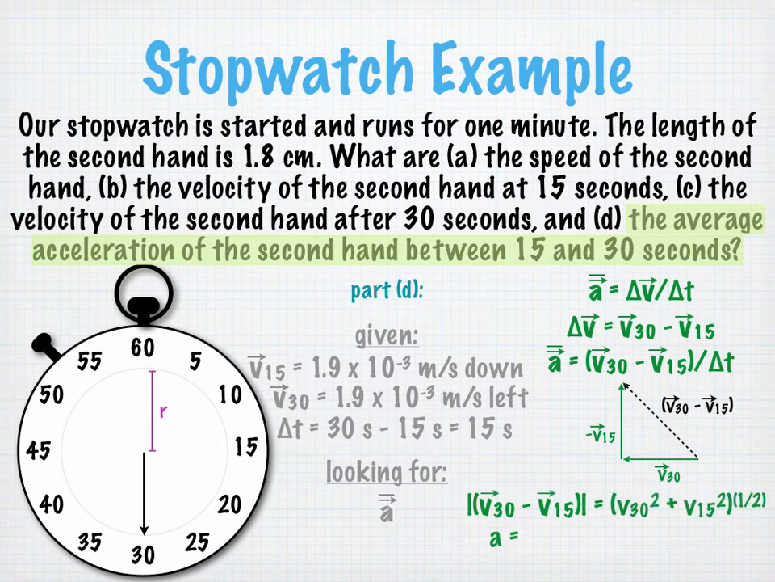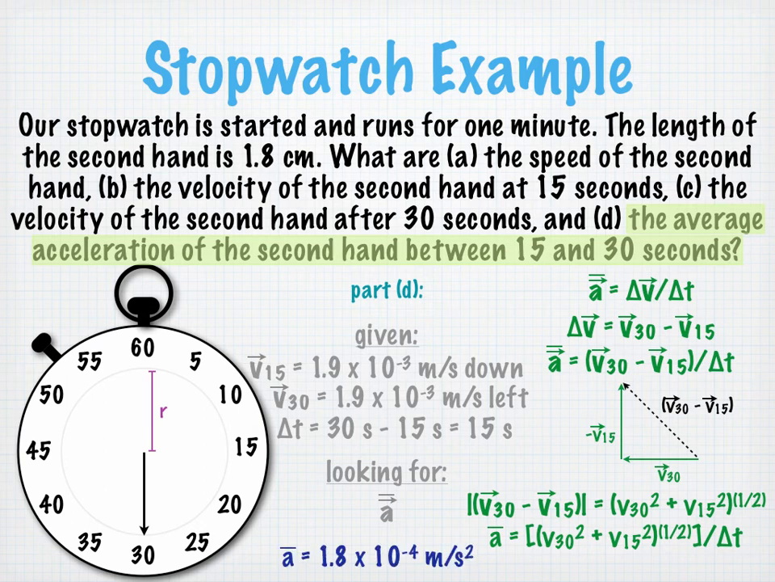Now we substitute this expression into our expression for the magnitude of the average acceleration, and we can plug in our known values for v15, v30, and delta t, and solve, getting an answer of 1.8 times 10 to the minus 4 meters per second squared for the magnitude of the average acceleration of the second hand between 15 and 30 seconds. This is only the magnitude though, and we also need the direction of the acceleration to find the complete vector.